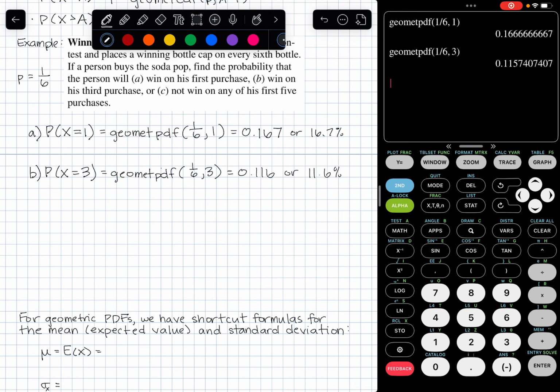I can check this another way. I know that this should be the probability of success, 1/6, times the probability of failure, 5/6, to the x minus 1 power. 3 minus 1 is 2. And if I run that, notice that formula gives me exactly what that calculator spit out. So that formula that we saw earlier also works for exact values.